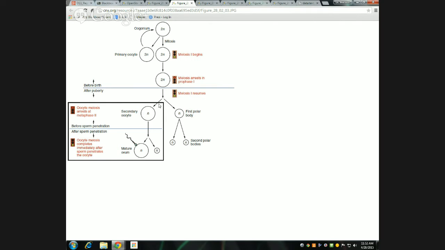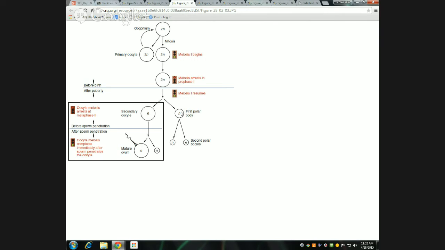Oogenesis, making egg cells, is not a symmetrical division. When the primary oocyte divides, half of the chromosomes go into one cell and half the chromosomes go in the other cell. But all of the cytoplasm goes into the secondary oocyte, and none of the cytoplasm goes into the polar body. So the polar body is just sort of this throwaway extra haploid nucleus, or at least that's the way that it's treated by most people.